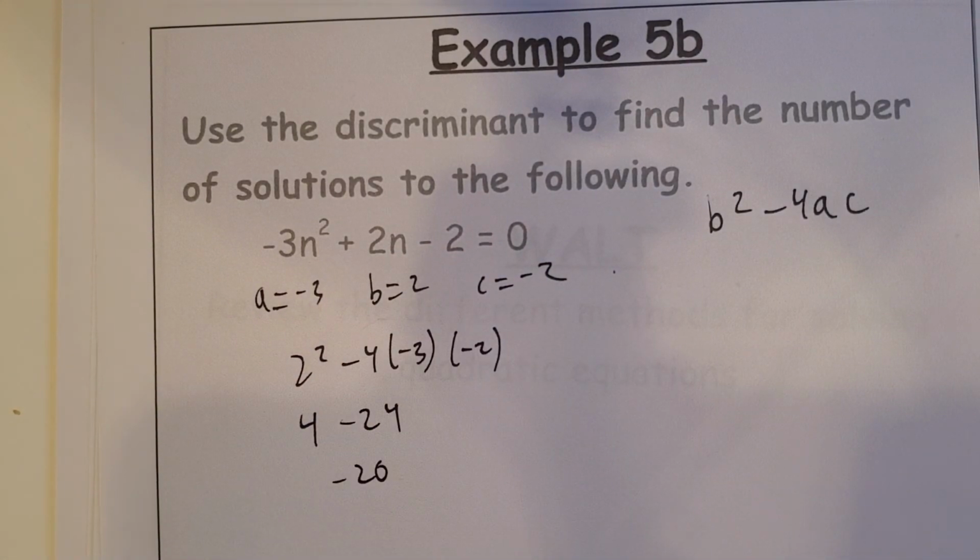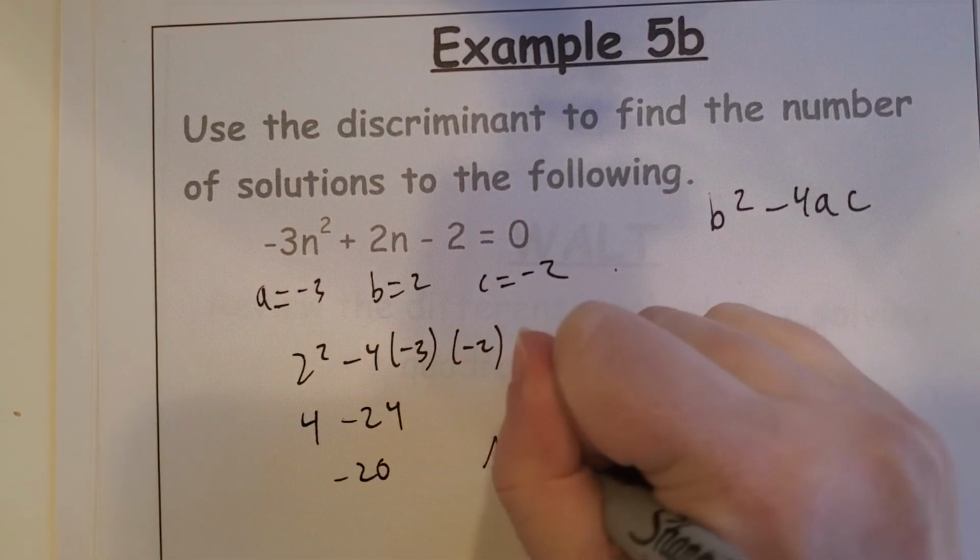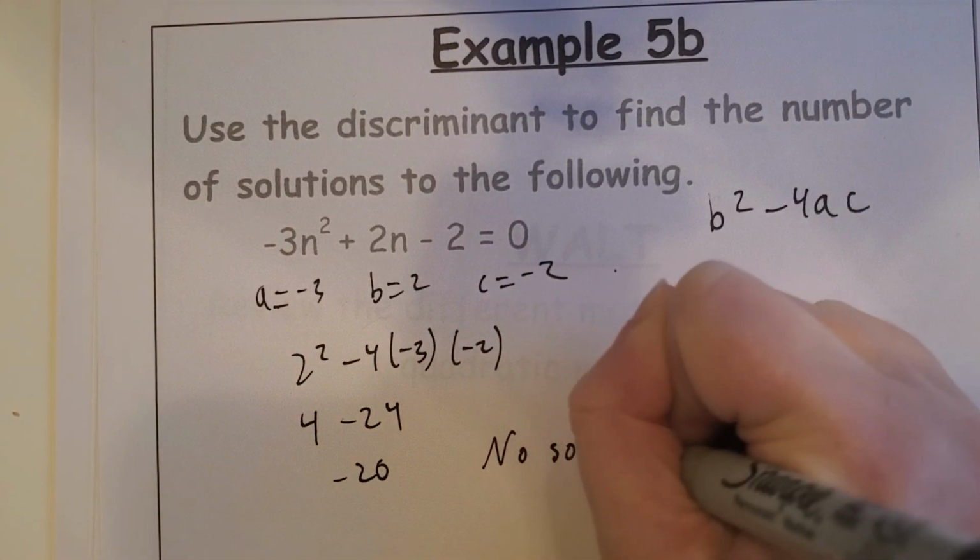And what matters here is not the number itself, but the sign. If you have a positive number, there are two solutions. If you get 0, there's one solution. And if you get a negative number, there are no solutions.